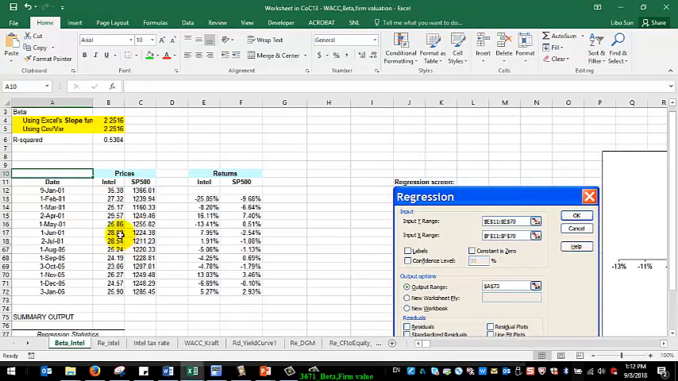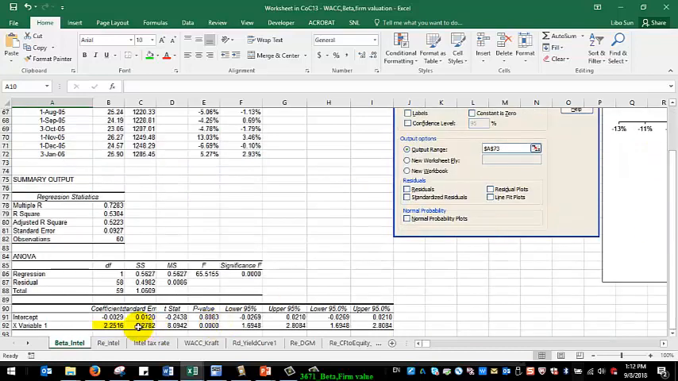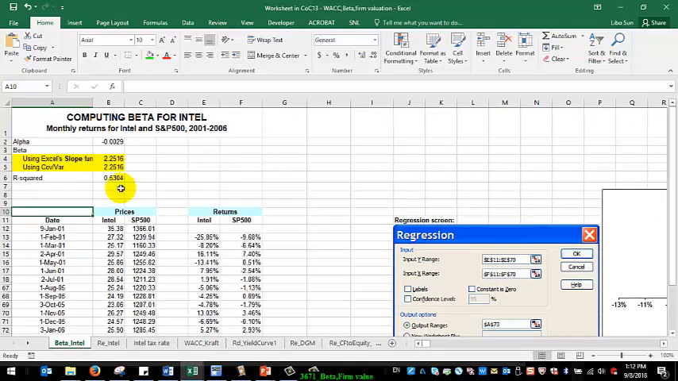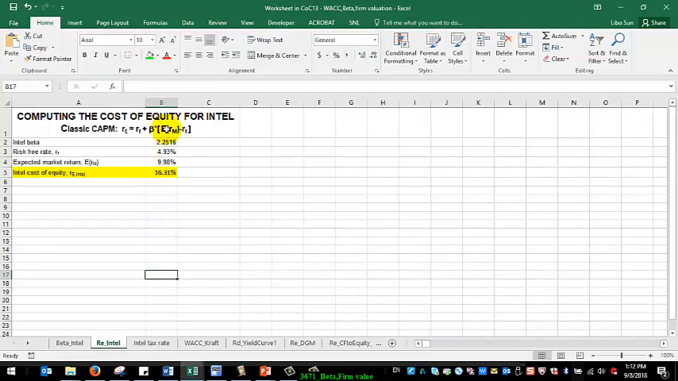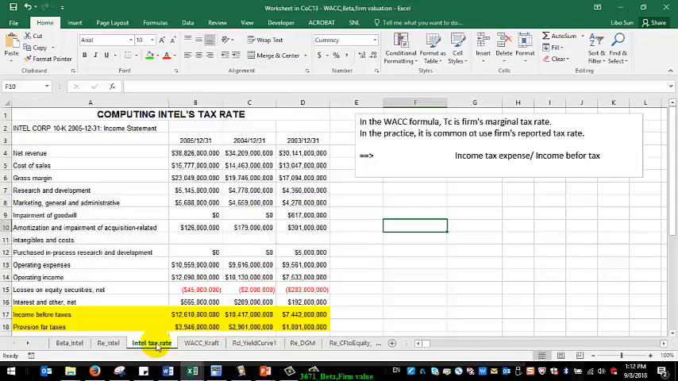So we have the stock prices for Intel and the S&P 500, and we can convert them to returns. You can use a regression approach to find the beta coefficient, or you can use the Excel slope function to find the beta coefficient. We can use the CAPM model after we get the beta to find the cost of equity of Intel. You do need to find the expected market return for the market index. This also gives you the idea of how you figure out the average tax rate for Intel.